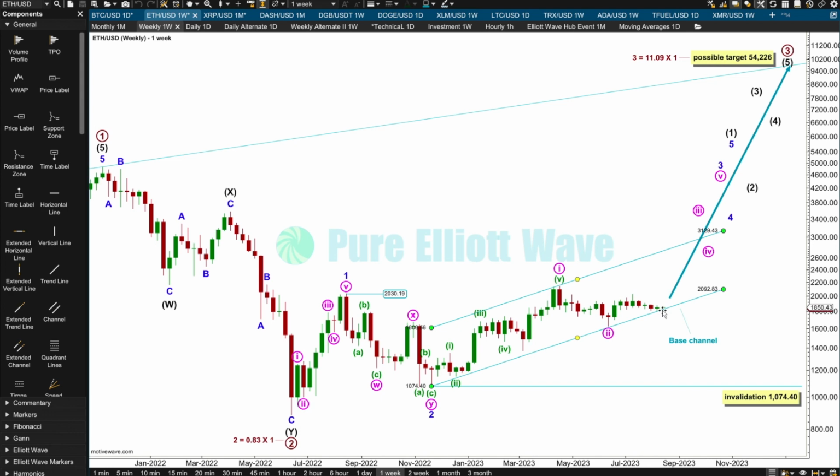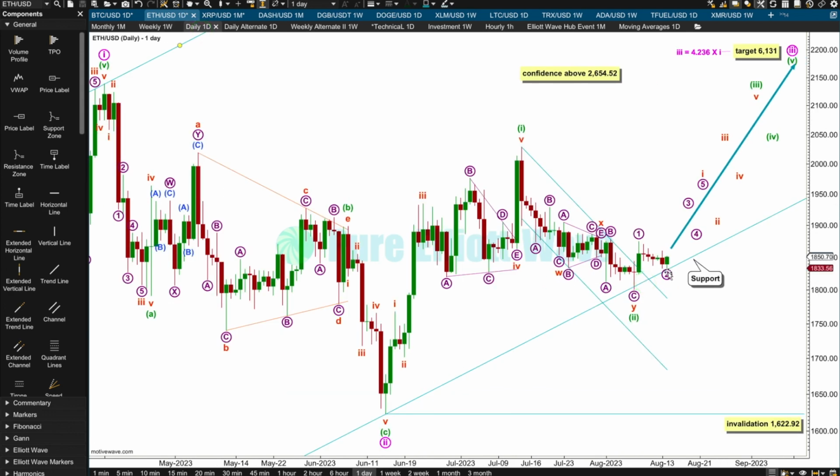Let's see that on the daily. Here's the lower edge of the base channel. Today's candlestick, again, almost perfect test of support. Now closed, looks like so far it's green. It's a long way from the close. Let's see how this session closes.